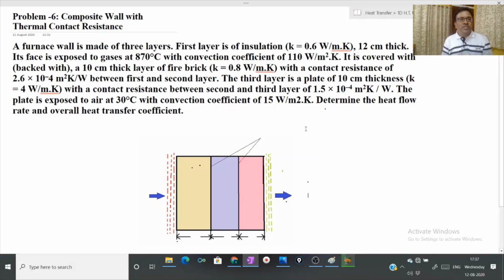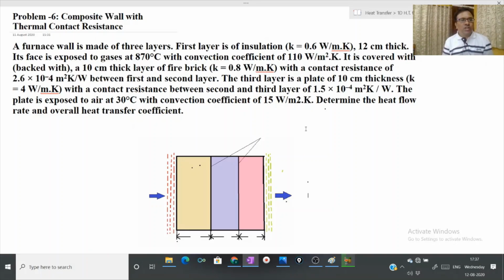Problem 6. Heat conduction through composite wall with thermal contact resistance. Now in this particular problem, we are going to calculate the heat transfer rate through a composite wall considering the effect of thermal contact resistance, which is given in the problem itself. The problem goes like this.